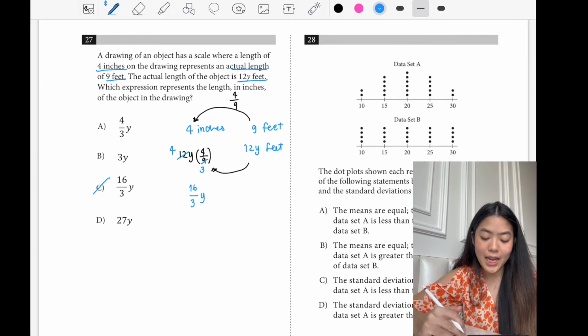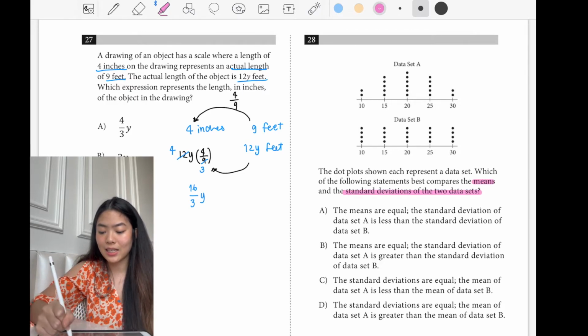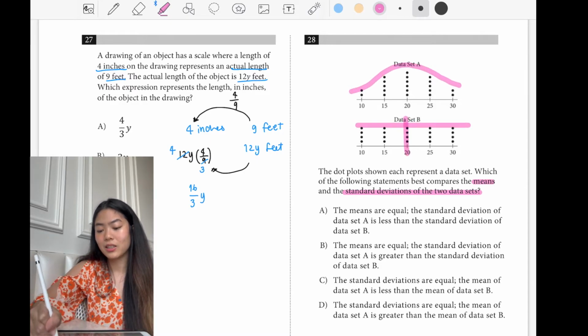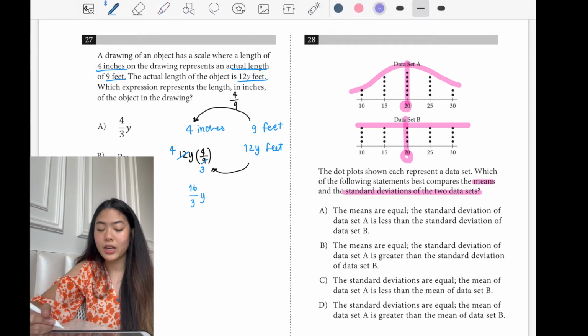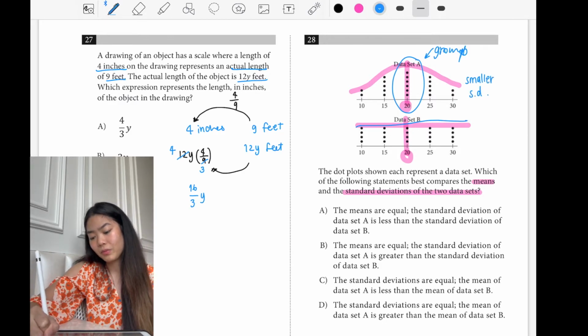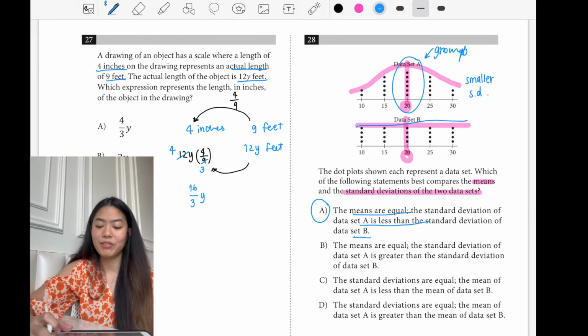Next one, 28. Which of the following statements best compares the mean and the standard deviation of the two data sets? This one is good, because the mean here would be 20, so they have the same mean. But for standard deviation, this one is grouped closely at 20, but this one is more spread, so this one has a smaller standard deviation. Therefore, we're going to choose A, because the mean is equal and A is less than B in standard deviation.